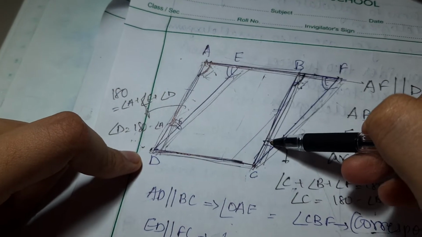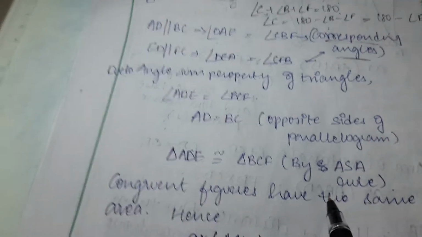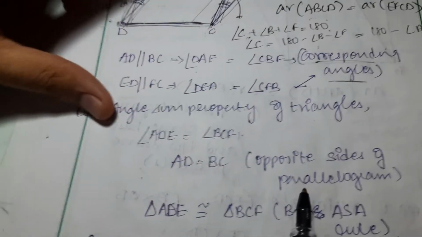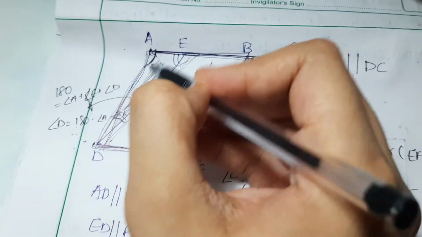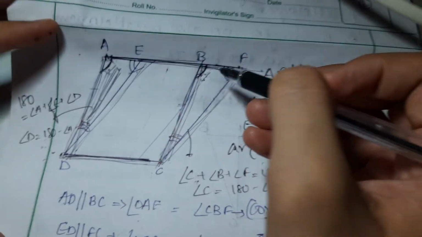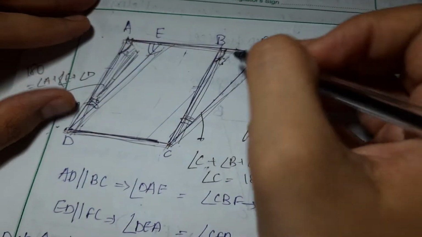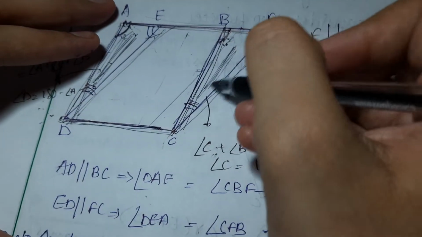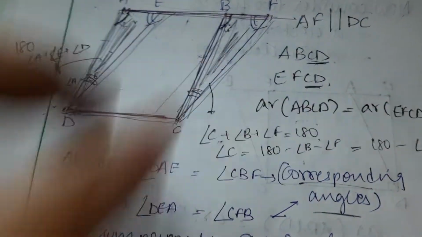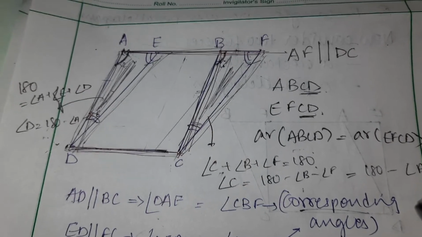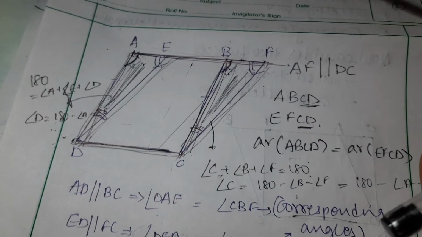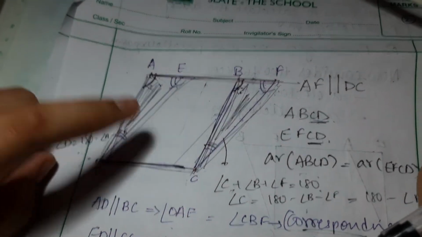So by the ASA congruency rule, ADE is congruent to BFC. These two triangles are congruent. Now what is the property of congruency? Congruency means that the areas are same.